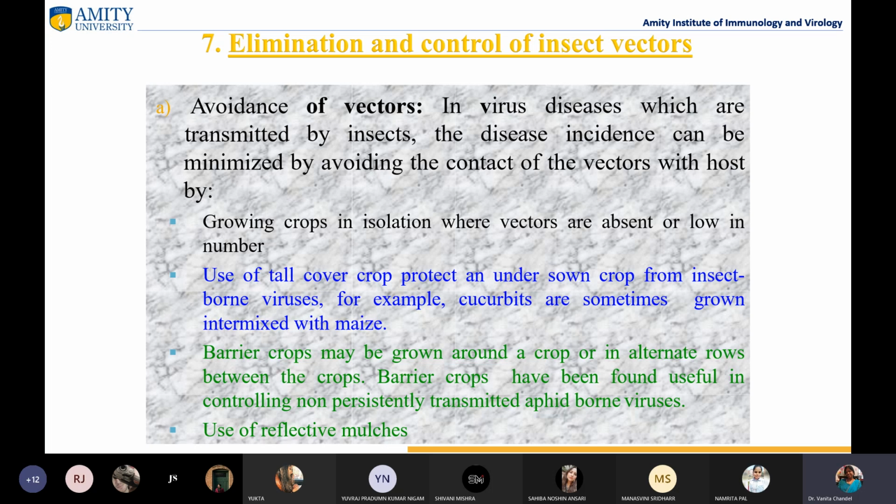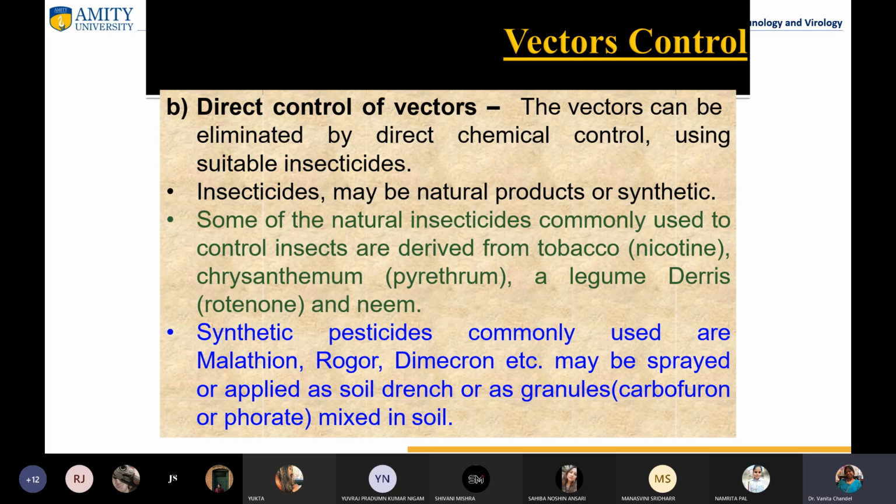Barrier crops can be grown around a crop or in alternate rows between crops. They have been found useful in controlling non-persistently transmitted aphid-borne viruses. Then there is the use of reflective mulches, as I told you earlier. Due to these reflective mulches, the vectors are not able to feed on the plant.